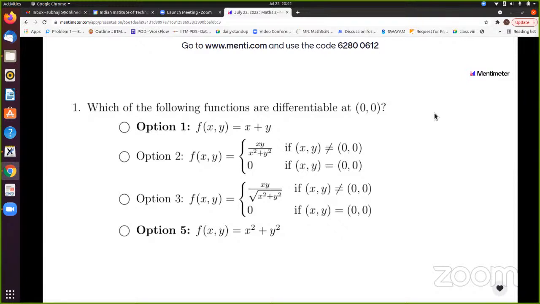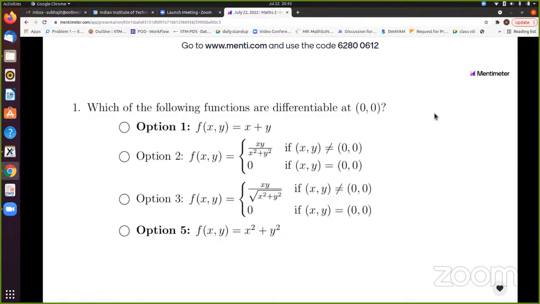Now, if we ask for differentiability, sometimes it is easier to know whether the function is continuous or not, because if you know the function is not continuous, like we have seen in option 2, then you can directly conclude that it is not differentiable, because differentiability implies continuity. So if it is not continuous, then there is no point in checking for differentiability.